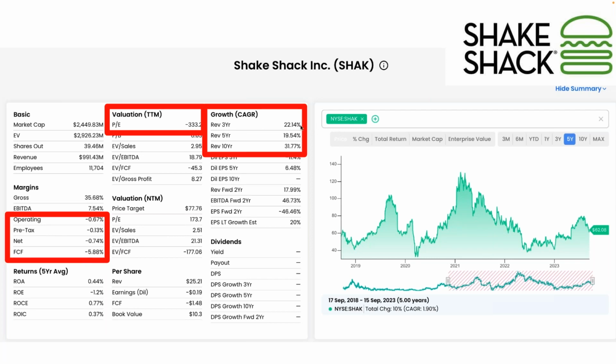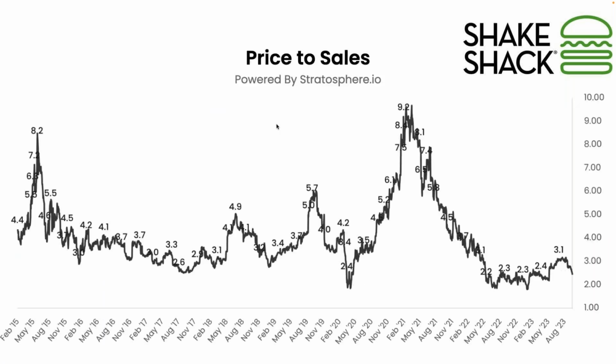But it is growing fairly rapidly. Its revenue growth over the last 3 years has been about 22%. Because Shake Shack is very clearly in stage 3, it's a growth company, looking at its price to earnings ratio or its price to free cash flow ratio is useless. The company does not have a ratio that is meaningful to us. But we can look at this company's price to sales ratio. And doing so, here is what we see.